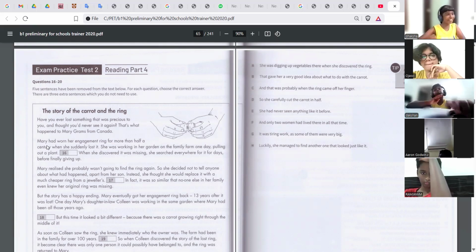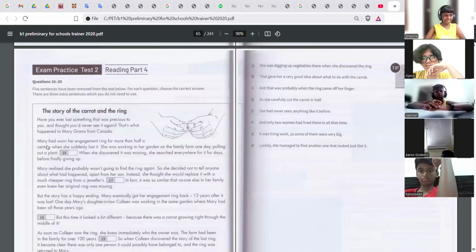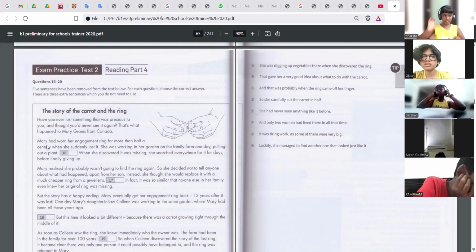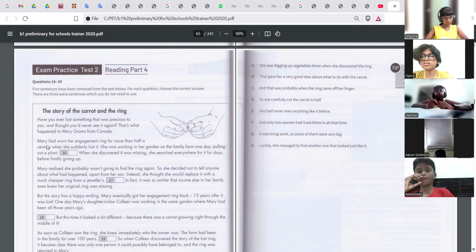Colleen was working in the same garden where Mary had been all those years ago. Okay. Long ago she was working, but right now she's not working in the farm. But she was one of the two, right? But this time it looked a bit different. What is happening here? You went with 18 differently, right? I went with F, sir.